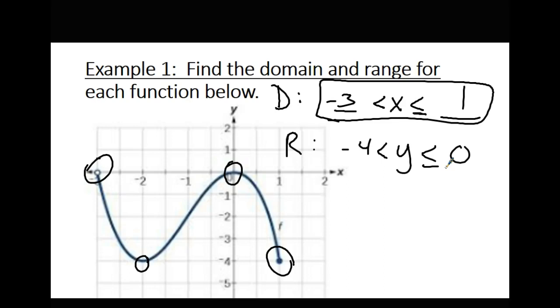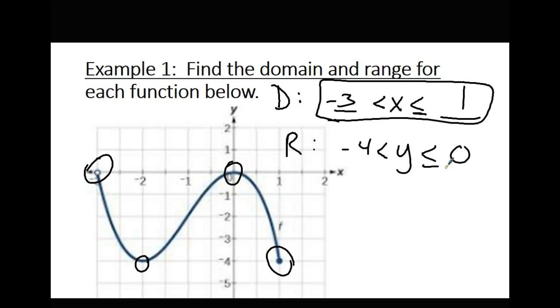Why do we need that little line over there? Which one? This one? Yeah. Because that's this point, right? And it's a closed dot. So when you have a closed dot, use a line. If you don't have a closed dot, like this one, no line.